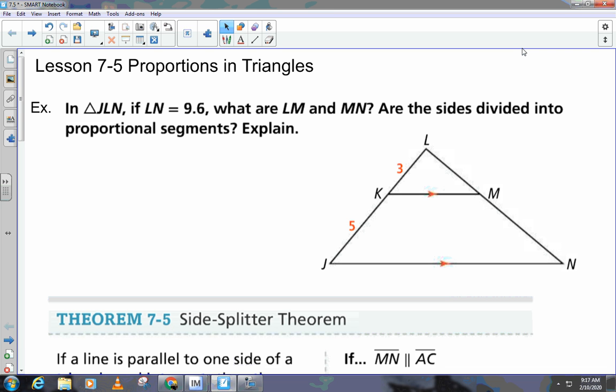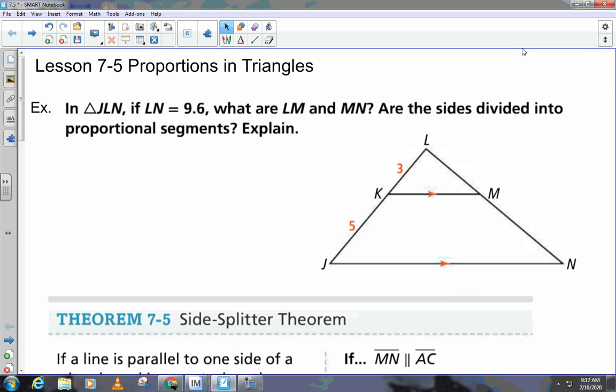Angles are congruent. The sides are proportional. And that's also true if you just take two random figures that are similar, right? Okay, to be similar, the corresponding angles have to be congruent and the corresponding sides have to be proportional. Well, we're talking about proportions within a single triangle today.